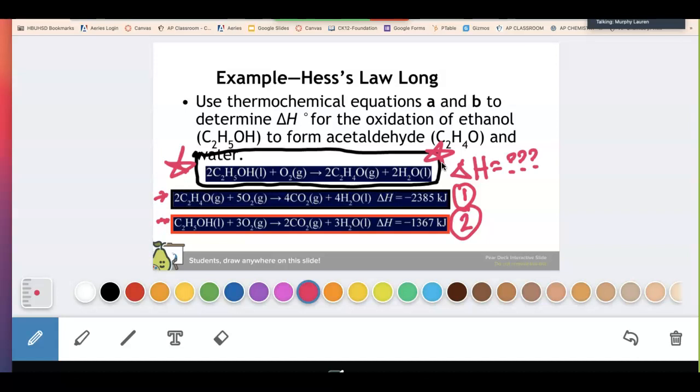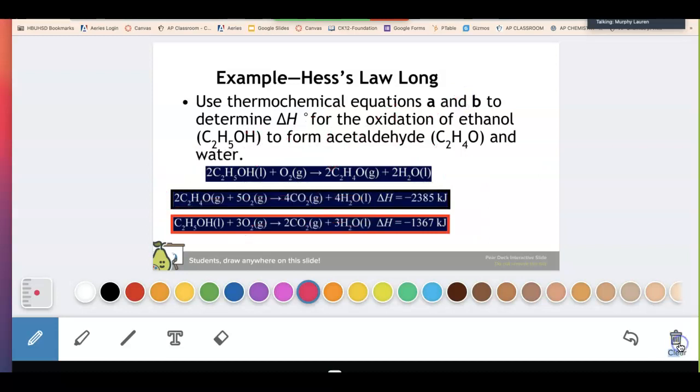And you do whatever it takes to force these two reactions down here to look like this one up here. The reason we do that is because if we know this guy's delta H and we know this guy's delta H, and we manipulate them properly, we can figure out this guy's delta H. So that's why I say it's kind of like a puzzle. You're just puzzle solving. As I'm going through this, I'll try to teach you some strategies, like tips and tricks of how to make this easier.